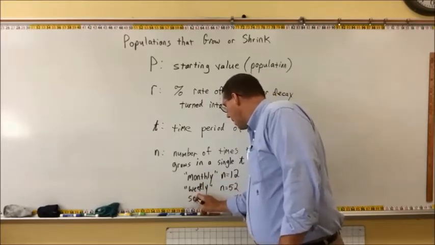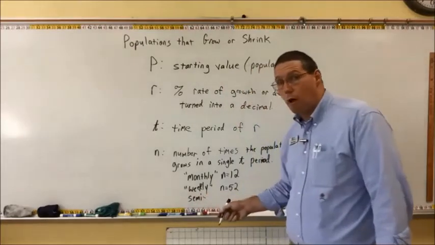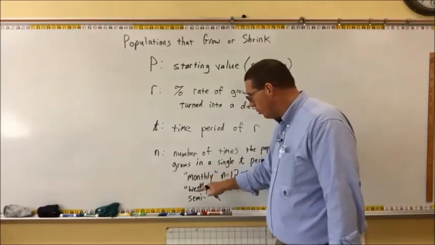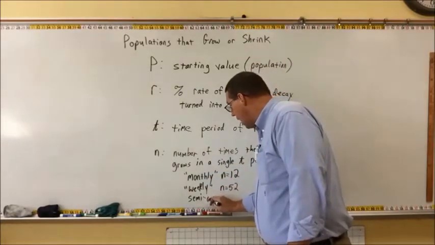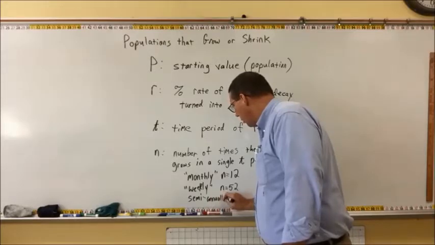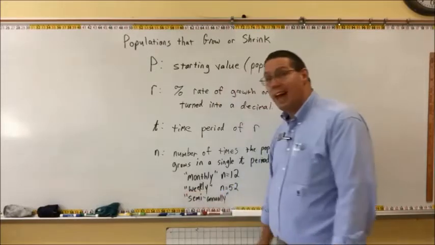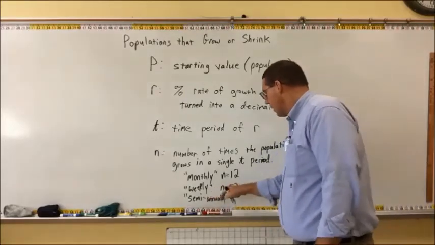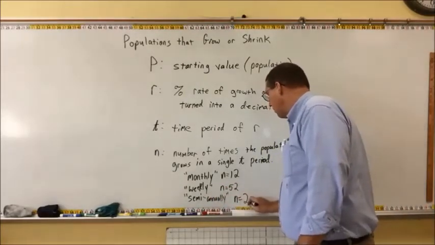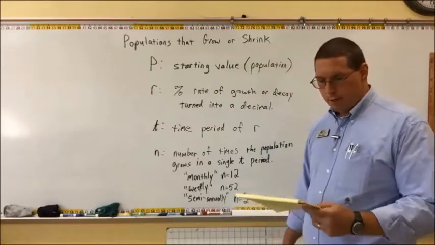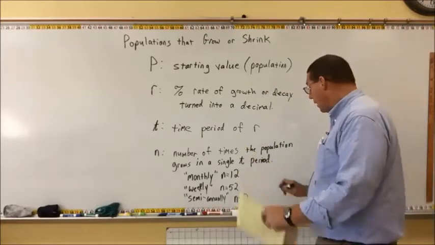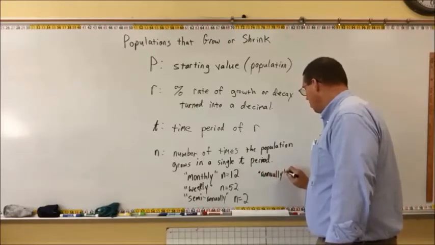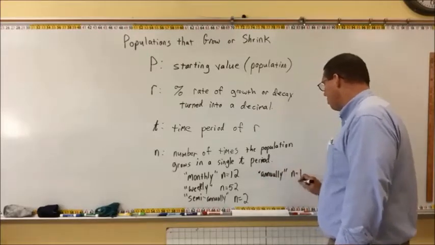How about semi-annually? Write these down, because all of these problems are going to be word problems. And in the word problem, it's going to say monthly and weekly and semi-annually. And I am not going to tell you on the test how many times a year semi-annually happens. Semi-annually means N is 2. That means twice per year. How about annually? What if it says annually? Well, annually means once per year. That means N equals 1.